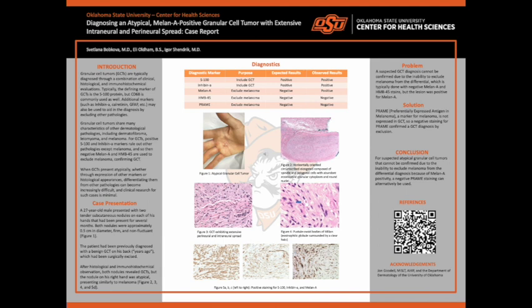And so down at the bottom, you have a positive staining for S100, inhibin A, and Melan-A. And so, as we said, the problem was that it was Melan-A positive, and the solution was using PRAME. And so we were able to conclude that for suspected atypical granular cell tumors that cannot be confirmed due to the inability to exclude melanoma from the differential diagnosis because of Melan-A positivity, a negative PRAME staining can alternatively be used in place of the Melan-A.